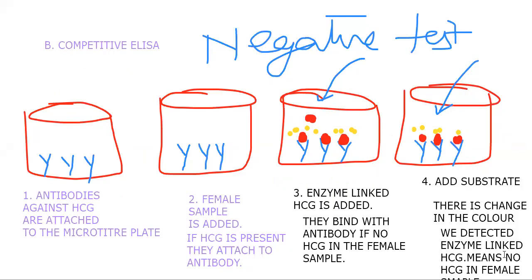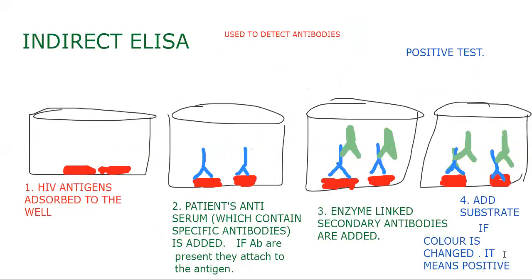Okay, next, let's go to the indirect ELISA. Finally, indirect ELISA is used to detect antibodies. That means we should carry antigens in the laboratory. We do it for HIV. HIV antigens are adsorbed to the well. The patient sample is added. If the patient is infected with HIV, they definitely have some antibodies in the body. So if antibodies are present, definitely they attach to that antigen.